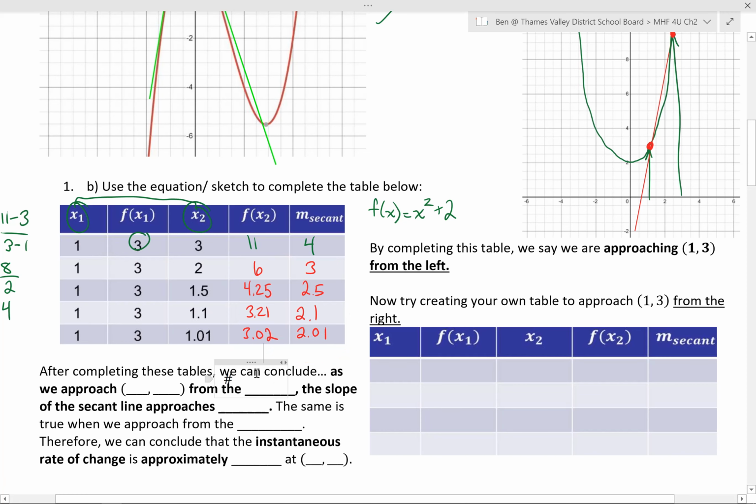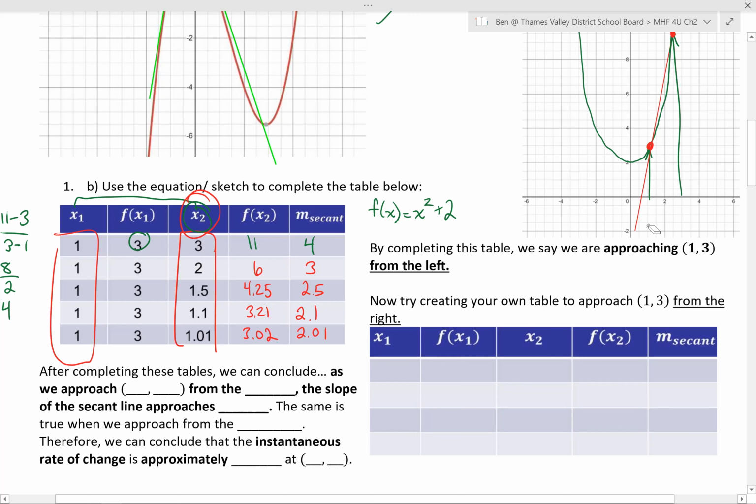And having done so, I want you to compare your answers to mine right here. We notice as x2 here gets closer and closer to x1, x1 is consistent throughout this. x1 equals 1. So we're approaching 1 from the right side, with values that are higher than 1. We start off at 3, and we get closer and closer to 1. And as we get there, we can see that the slope of our secant begins at 4, but it gets closer and closer to 2. Okay, so here we say we're approaching the point 1, 3 from the left.